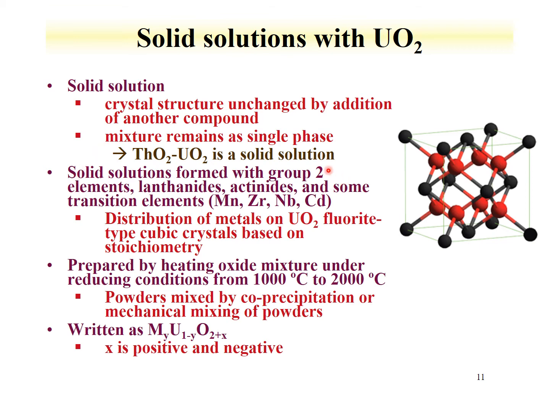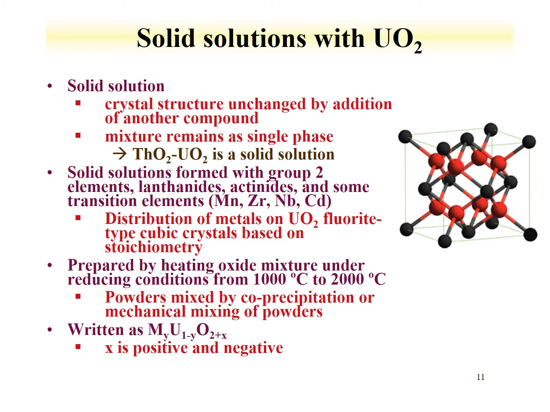So solid solutions are formed with UO2 with group 2 elements, lanthanides, actinides, and some transition elements. Now the degree that they form these solid solutions varies. For instance, if you put enough lanthanide into the uranium dioxide, you'll quickly form separate phases. So the degree of a solid solution is based upon how similar the crystal structure really is to UO2. That's why thorium and uranium dioxides, whose ionic radii and structures are similar, form very good solid solutions. These solid solutions can be prepared by heating oxide mixtures under reducing conditions, because you don't want to oxidize the uranium, between 1,000 and 2,000 degrees.